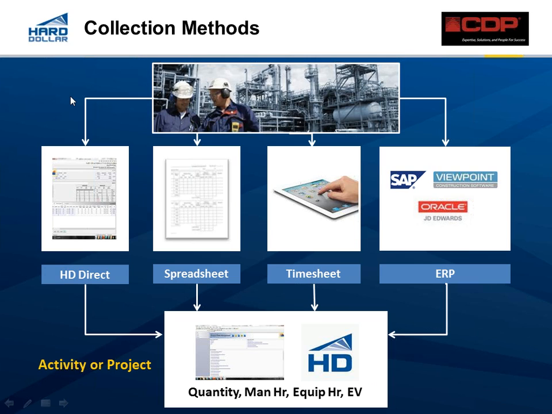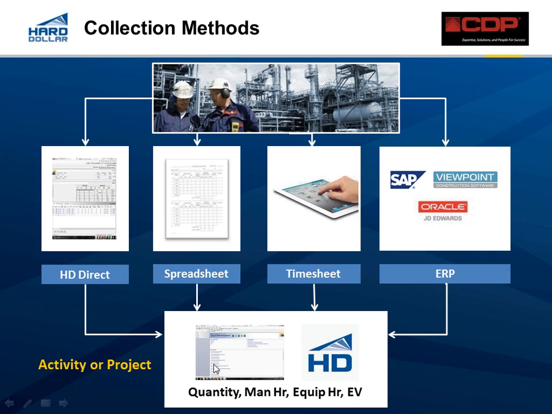This shows a different view of some sources of information. As the project gets into that execution stage, how do we get data in from the field? One of the things that HardDollar does really well is tracking progress and helping you do forecasts at completion and dealing with changes, change management. And so then the question is, where do we get the data that tells us where we're at? Well, you can enter that directly into HardDollar in terms of tracking your quantities, your man hours, your equipment hours, and we can calculate earned value from that as well.